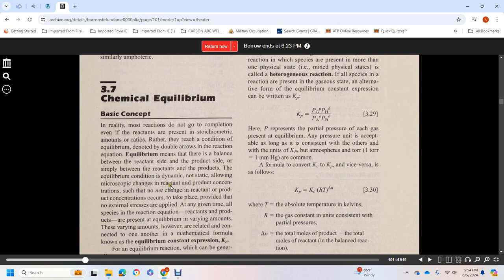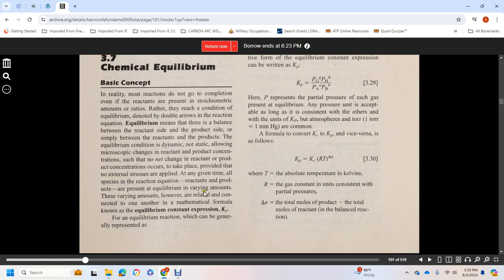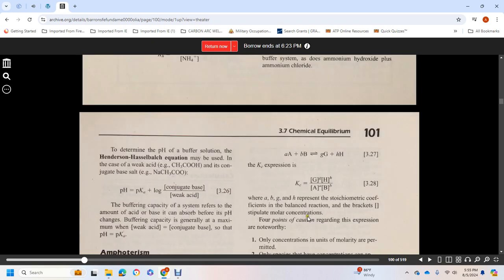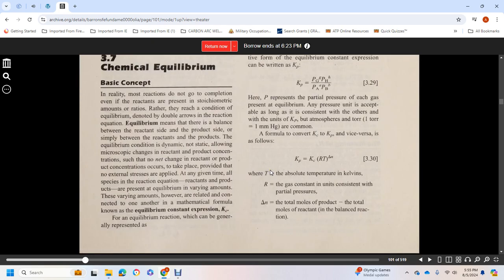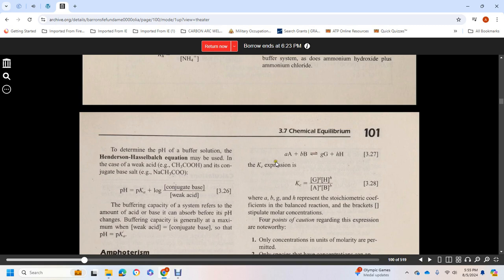So the net change of reactant and product concentrations takes place only when no external stresses are applied. At any given time, the reactants and products are present at equilibrium in varying amounts. However, they are related through another mathematical formula known as the equilibrium constant expression, or Kc. For a generic equilibrium reaction, the equilibrium constant expression is represented as follows.